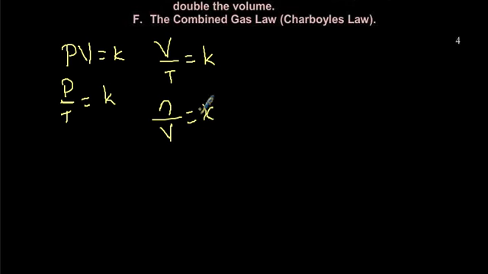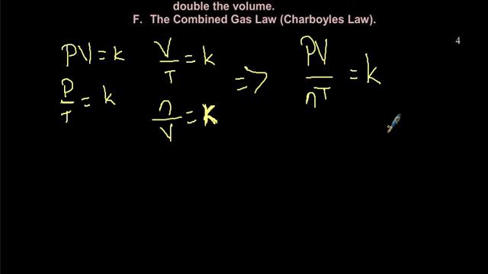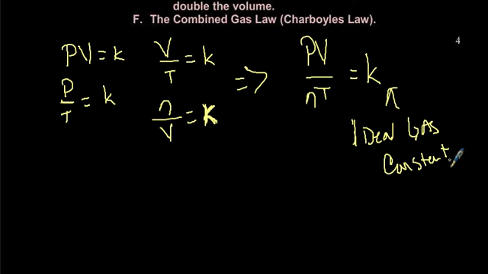Well, if we were to write this where certain things go on top and certain things go on the bottom, we could combine this to make PV over nT would equal some other constant. And sure enough, this constant actually has a name, and this is called the ideal gas constant. And we will get to this a little bit later. But the idea is that these 4 all have their own relationship to each other.